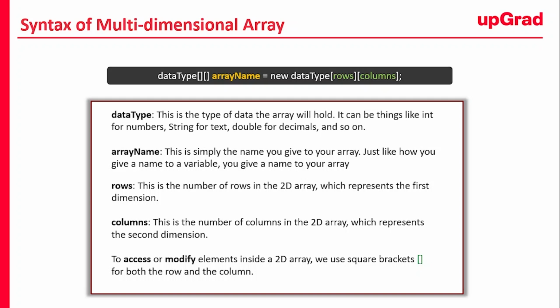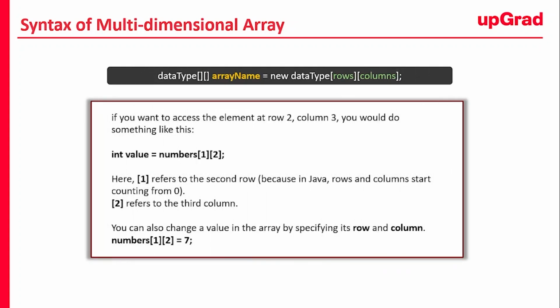So rows go horizontally and columns go vertically. Now to access or modify elements inside a 2D array, we use square brackets for both row and column, as you can see on the screen. For example, if you want to access the element at row 2 and column 3, you would do something like this: int value = numbers[1][2], as we can see on the screen.